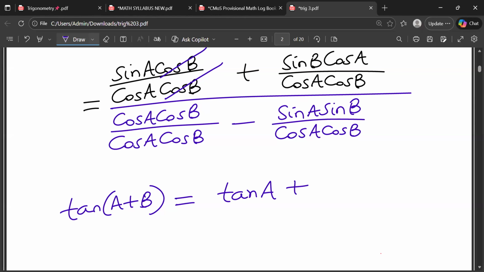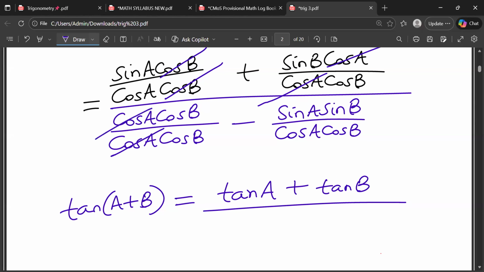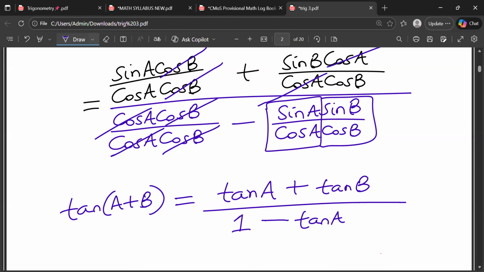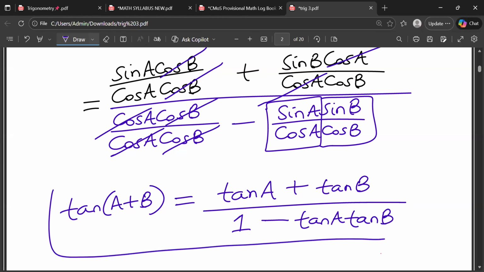Plus this side, I can see cos A is cancelling with cos A, and I'm remaining with sin B over cos B, which is tan B. Out of cos A cancelling with cos A, cos B with cos B, I'm having a 1 here, then minus. Here I have nothing that is cancelling, but all I know is that one is tan A, and then the balance is tan B. And then I'm done.